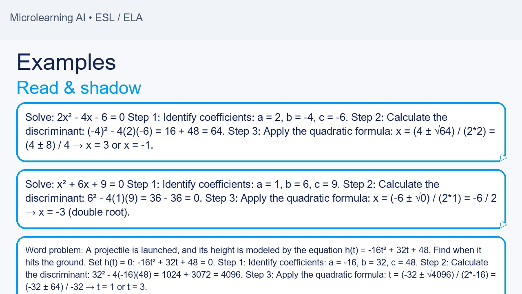Step 1. Identify coefficients. a equals negative 16, b equals 32, c equals 48. Step 2. Calculate the discriminant. 32 squared minus 4 times negative 16 times 48 equals 1024 plus 3072 equals 4096. Step 3. Apply the quadratic formula. t equals negative 32 plus or minus square root of 4096 over negative 32, equals negative 32 plus or minus 64 over negative 32. t equals 1 or t equals 3.